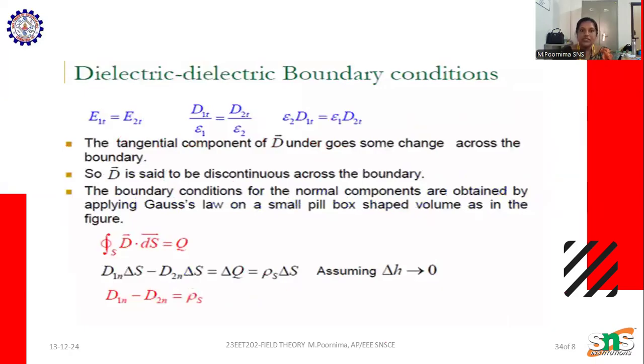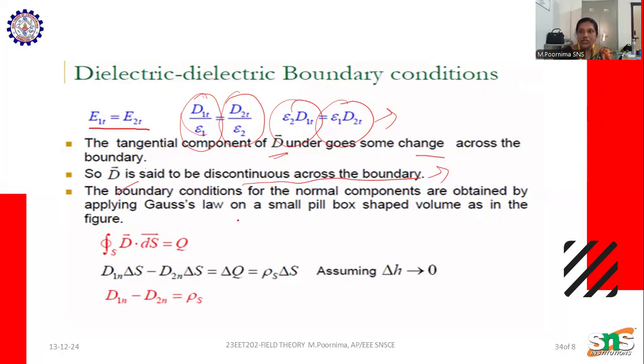So in this dielectric boundary, Et1 is equal to Et2, and Dt1 by epsilon 1 is equal to Dt2 by epsilon 2. So the tangential component of the D vector undergoes a change across the boundary. The D vector is said to be discontinuous across the boundary.